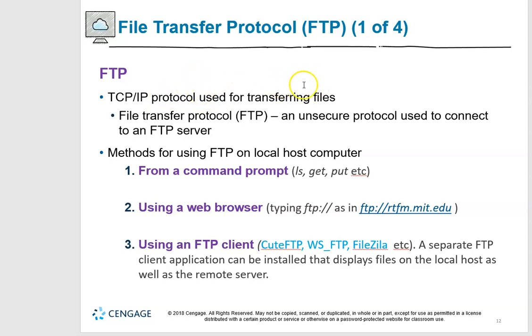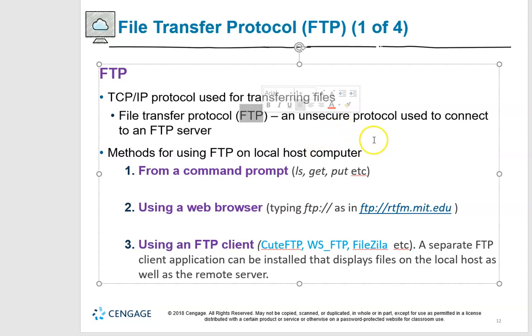So TCP/IP protocol is used for transferring files. By itself, FTP is an unsecure protocol used to connect to a file transfer protocol server. You're just moving files back and forth on the internet using this protocol. So how can you do it? Well, this is what you see most often. You can do it at the command prompt by typing in an FTP command to send a file from your computer, say, to a remote computer. Or, a lot of people don't know this, you can actually use a web browser. It supports not just HTTP, but also FTP.